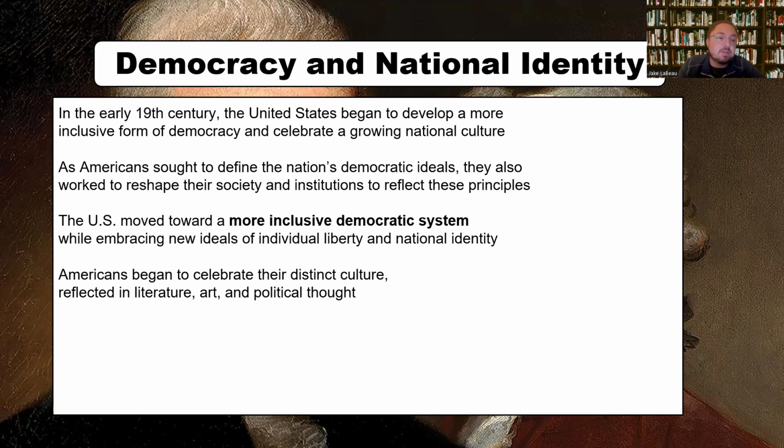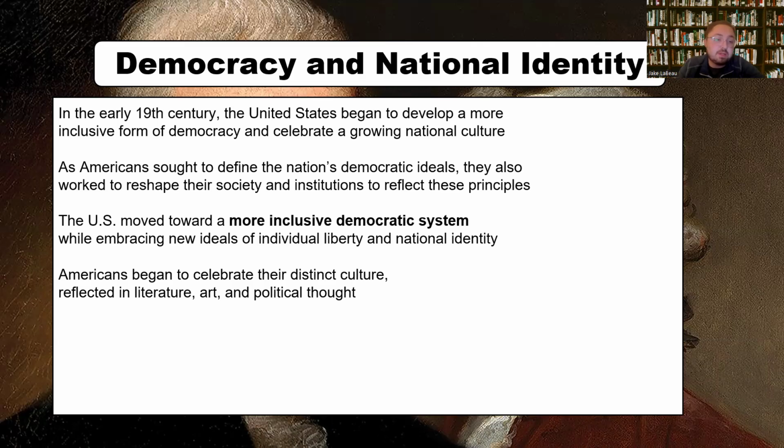As Americans sought to define the nation's democratic values, they also worked to reshape their society and institutions to reflect these principles. The US moved towards a more inclusive democratic system while embracing new ideals of individual liberty and national identity. We have the individual liberty to do what you want, with no familial status or restrictions. If you want to go out and do something, you can do it. And we also have our own national identity. We're not affiliated with Britain anymore. We're not a British colony. We're our own nation, and we have to establish that on the world stage and on the domestic stage.